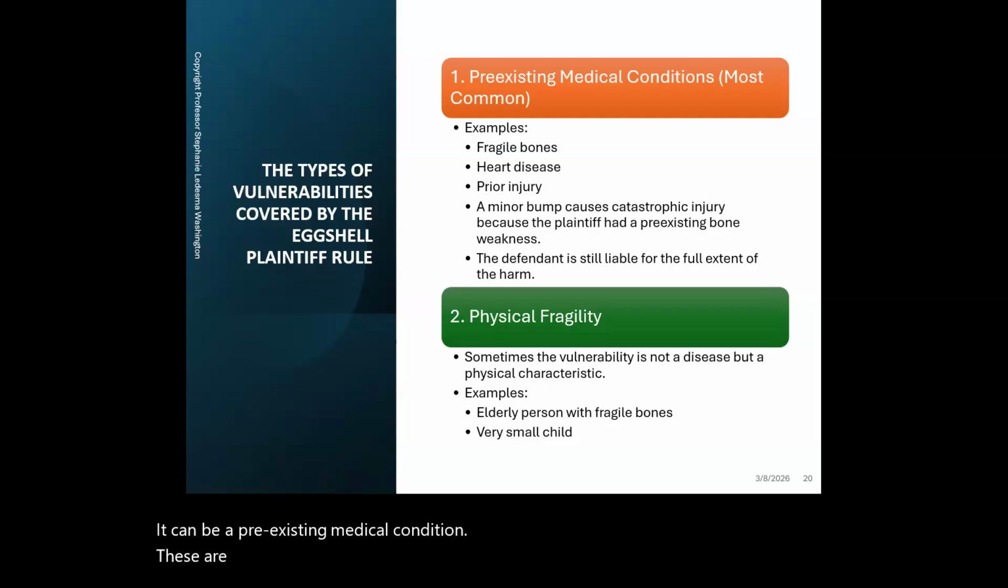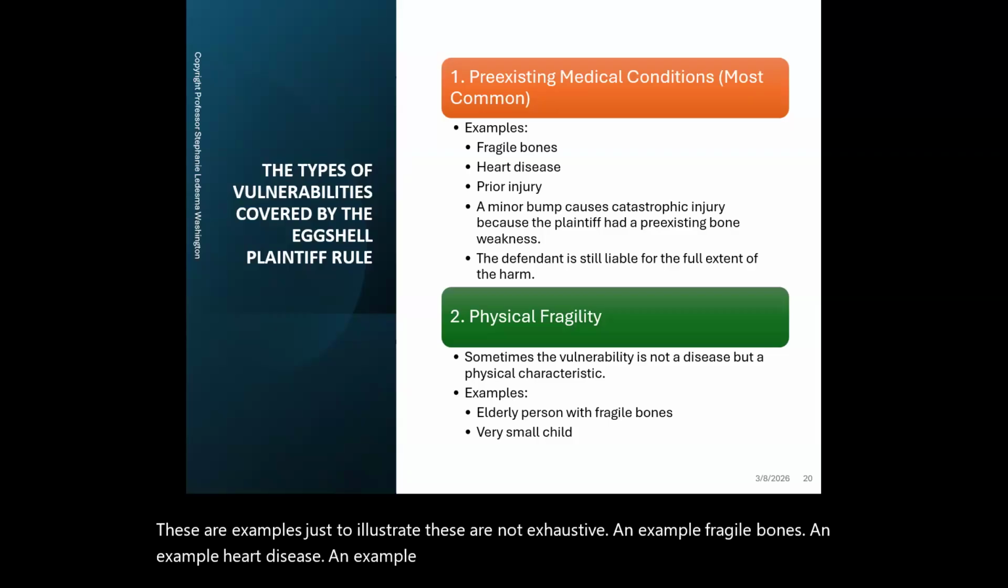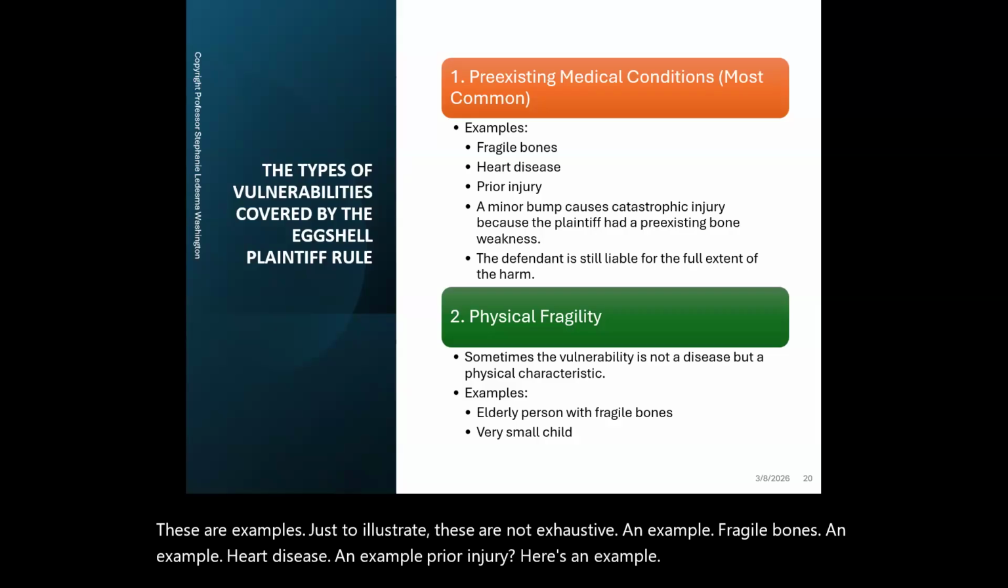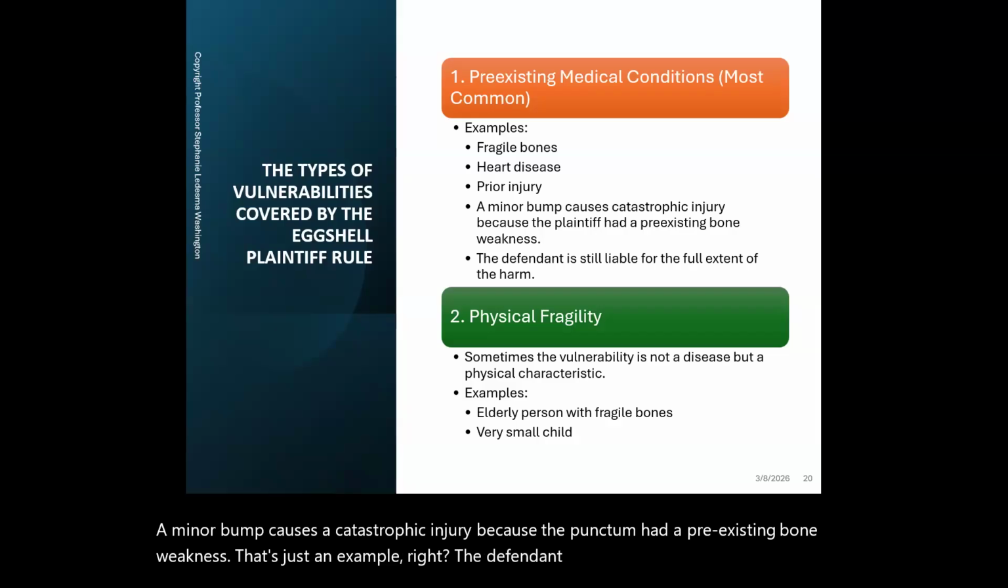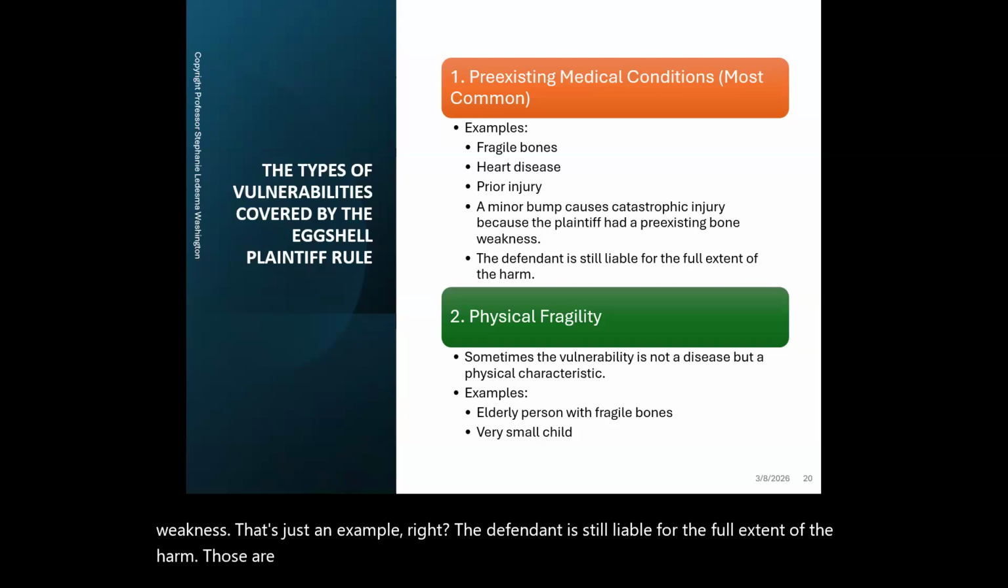These are not exhaustive. An example, fragile bones. An example, heart disease. An example, prior injury. Here's an example. A minor bump causes a catastrophic injury because the plaintiff had a pre-existing bone weakness. That's just an example, right? The defendant is still liable for the full extent of the harm. Those are examples of pre-existing medical conditions.